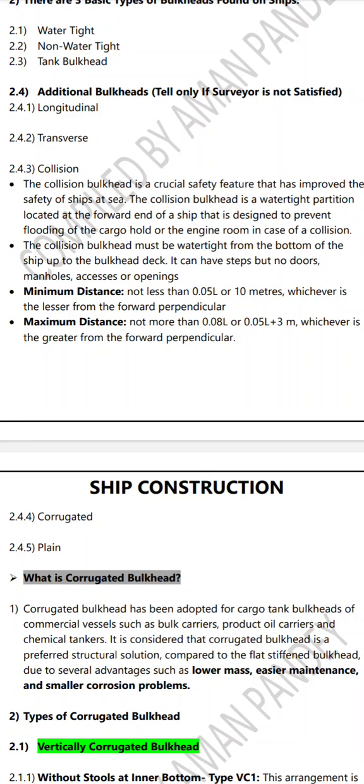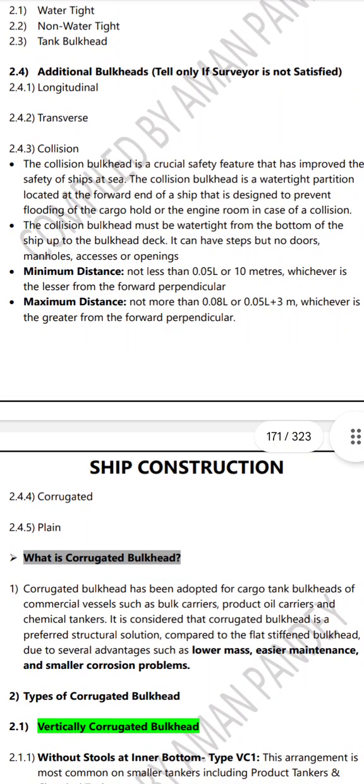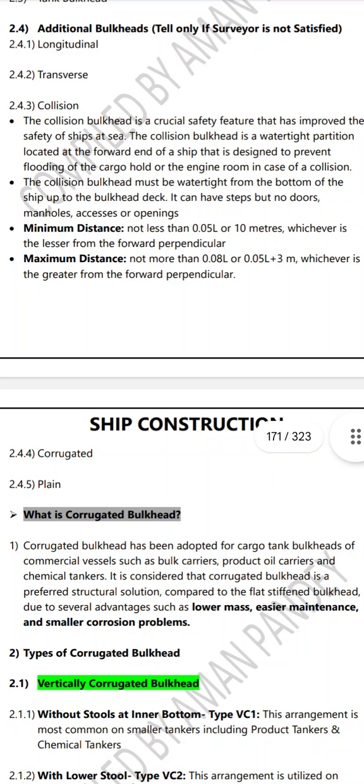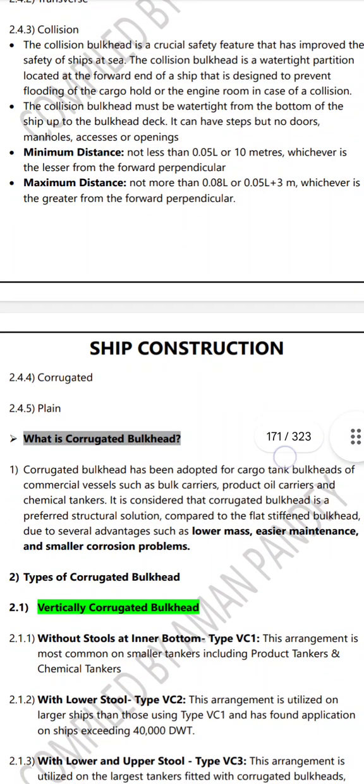In case of collision, the collision bulkhead must be watertight from the bottom of the ship up to the bulkhead deck. It can have steps but not doors, manholes, access or openings. Minimum distance not less than 0.05 L or 10 meters, whichever is lesser, from the forward perpendicular. Maximum distance 0.08 L or 0.05 L plus 3 meters, whichever is the greater, from the forward perpendicular.